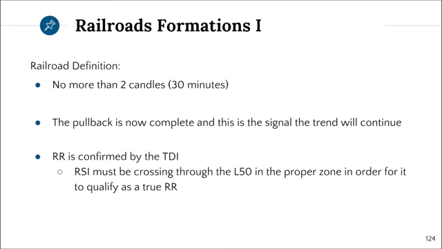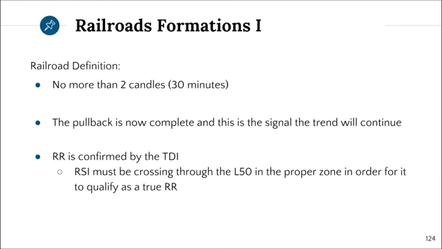So the railroad is going to be on the candles, but it will be confirmed for entry, and we're going to go into the entries in a little bit, by that TDI. If you look at a chart, you're going to see a bunch of railroads in every different direction. I'm looking at a chart on my other screen as I record this. There's tons of railroads if you define it just as simply as 2 candles, 30 minutes, the pullback is now complete. I could say here's a ton of railroads.